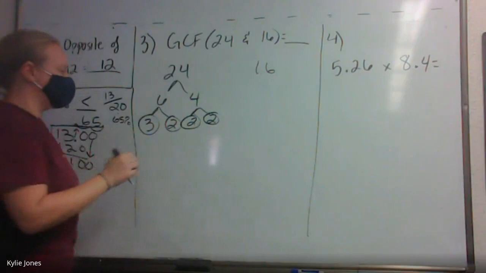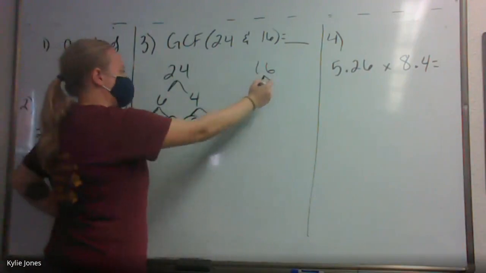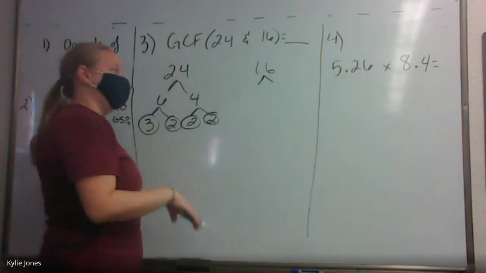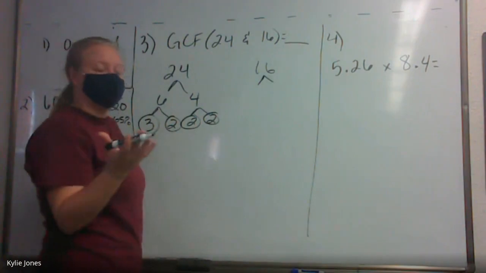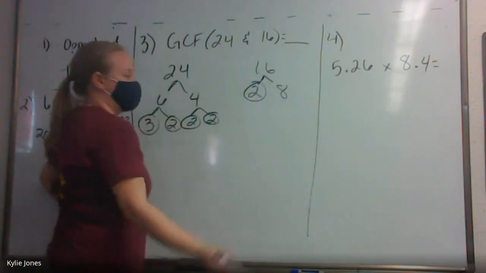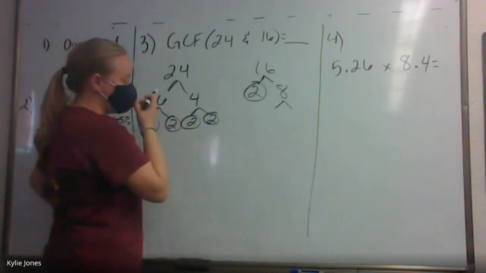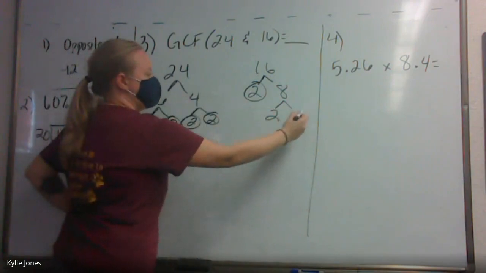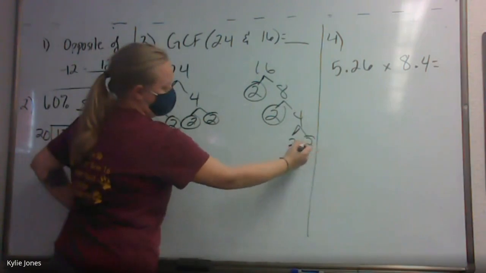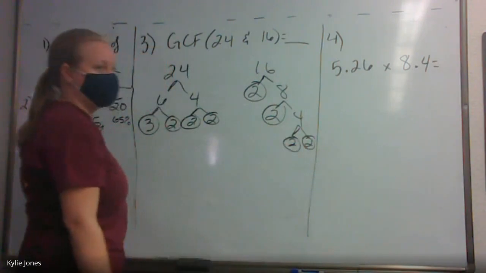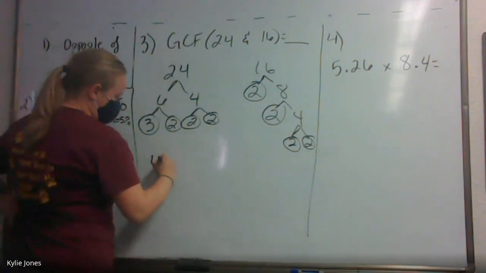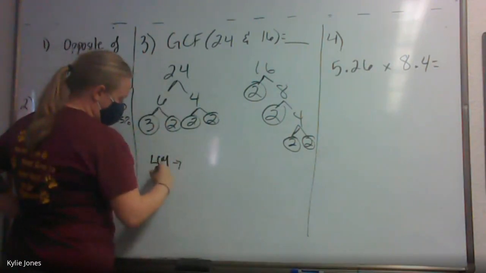Okay. So that's done. What about the numbers that multiply to 16? So we can do 2 times 8, 4 times 4. Does it matter? No. Let's do 2 times 8. 2 is prime. What about 8? 2 times 4. What about 4? 2 and 2. Okay. So now we need to do our LCM on top, our GCF on bottom.